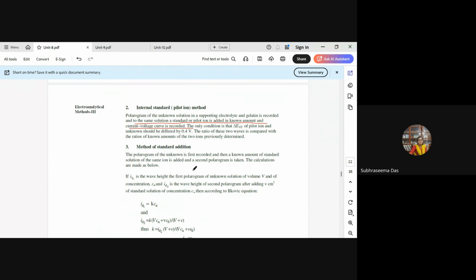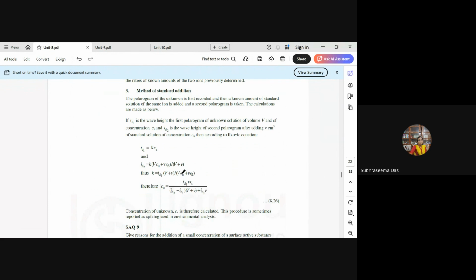Then the method of standard addition. The polarogram of the unknown is first recorded, and then a known amount of standard solution of the same ion is added and a second polarogram is taken. So the calculations for this have been given below.